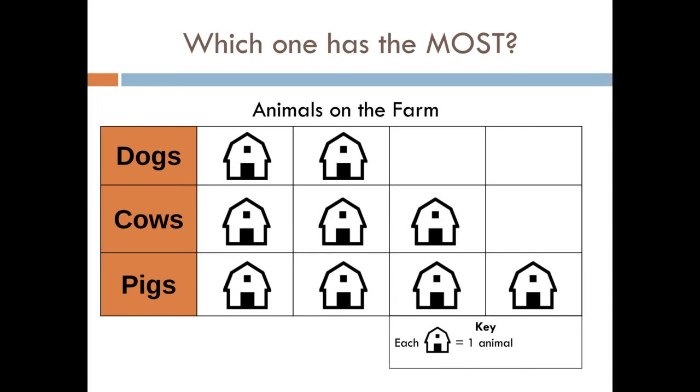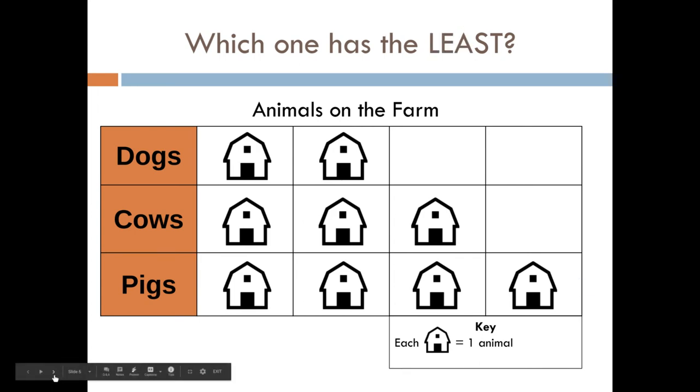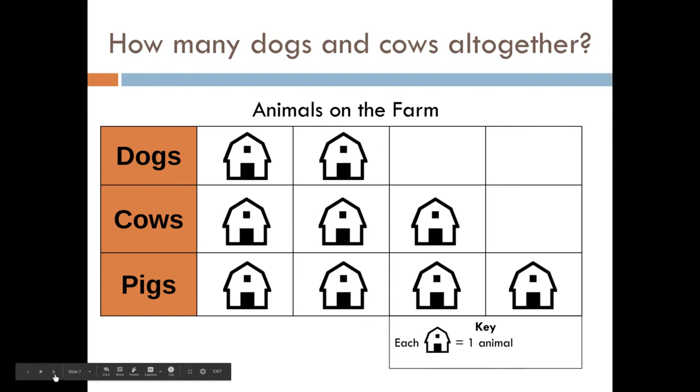Which one has the most? Well, obviously, we can clearly look at this and see that there are more pigs. Which one has the least? We can tell that the dogs are the least represented on this farm.